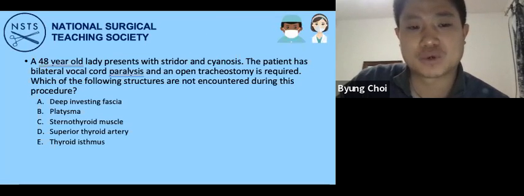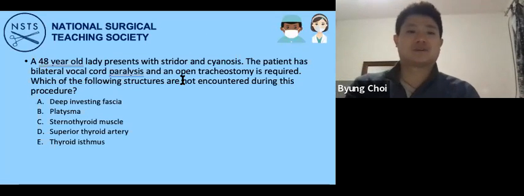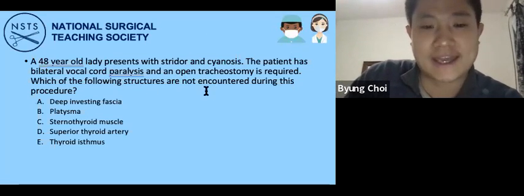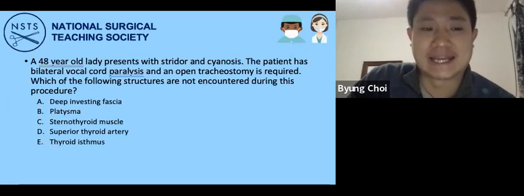A 48-year-old lady presents with stridor and cyanosis. The patient has bilateral vocal cord paralysis and an open tracheostomy is required. Which of the following structures are not encountered during this procedure? Another question about going through layers, really, isn't it?